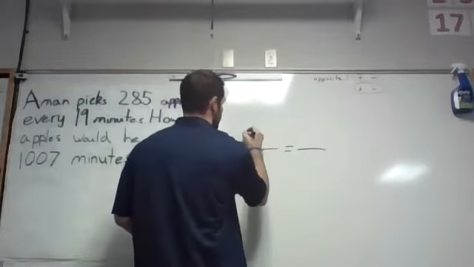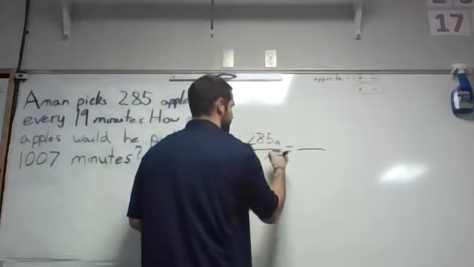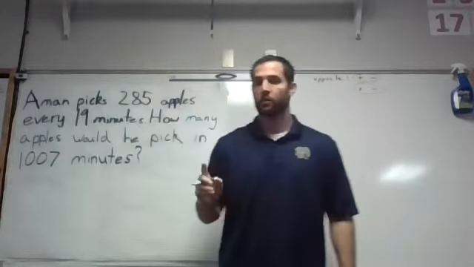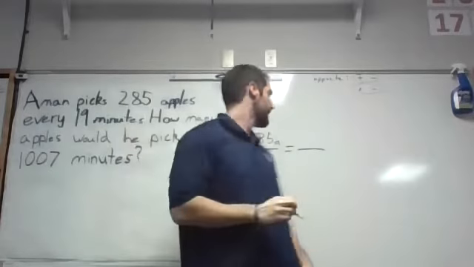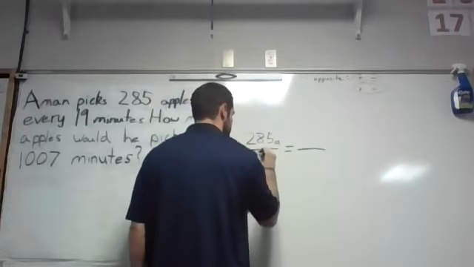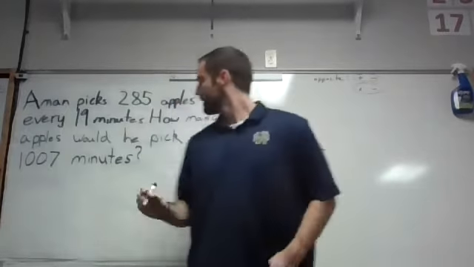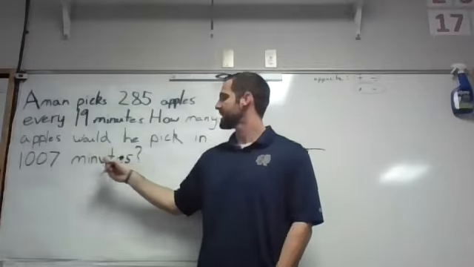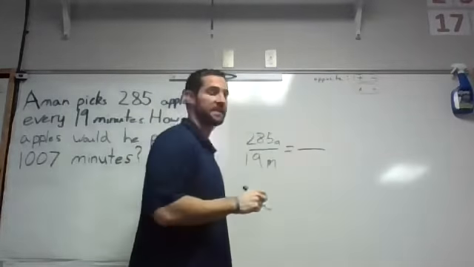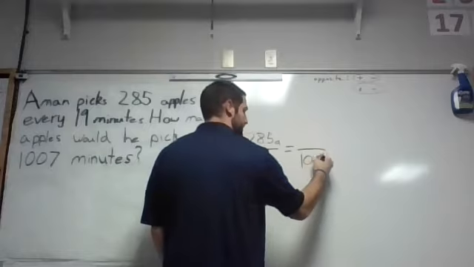So first we got to write 285 apples. Okay. Next, we're going to look for our second clue. It's 19 minutes. Now we're going to write 19 minutes, like the label. And our final clue for this is going to be 1,007 minutes. Now, the 1,007 minutes is going to go on the other side of the equivalent fraction.